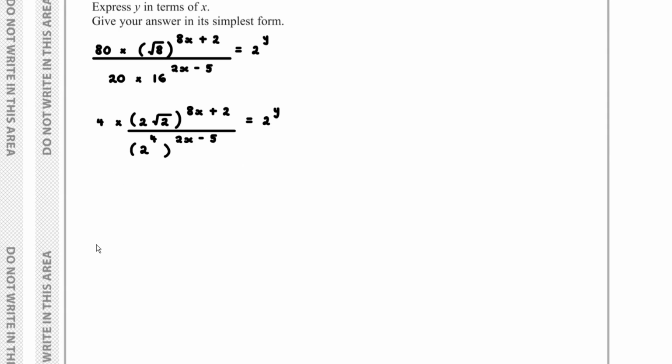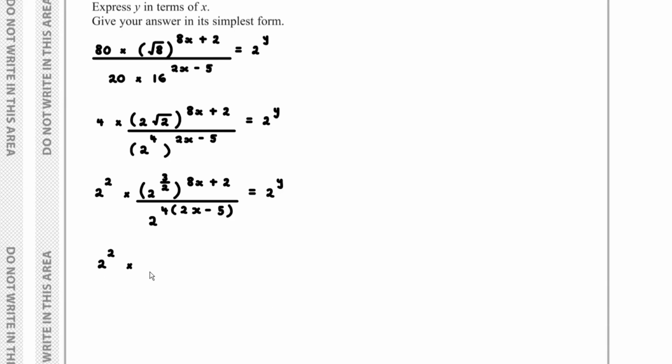So the 4 we can rewrite as 2 squared. So we have 2 squared multiplied by, and 2 root 2 is the same as 2 to the power of 3 over 2. And this is raised to the power of 8x plus 2. And we divide this by 2 to the power of 4 to the power of 2x subtract 5, which is the same as 2 to the power of 4 multiplied by 2x subtract 5. And this is equal to 2 to the power of y.